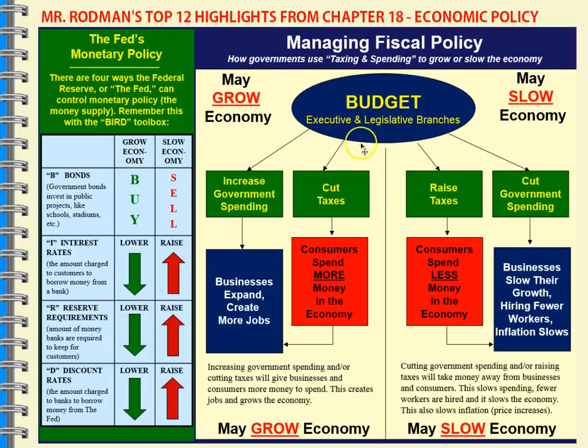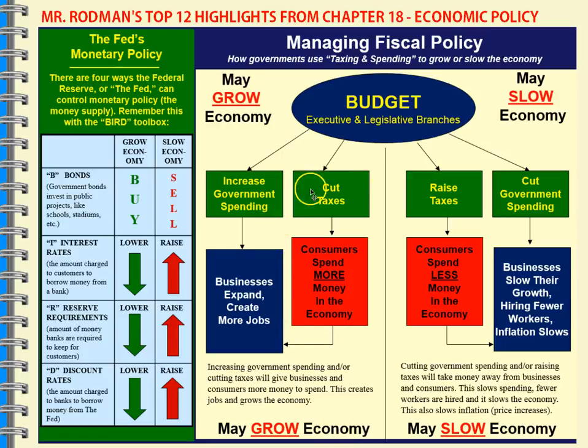We talked about fiscal policy. Let's take a closer look at how we grow the economy, looking at the center section here. We're going to increase government spending and cut taxes. By increasing government spending, businesses expand, and we create more jobs. This is going to help grow the economy. Likewise, if we cut taxes, consumers are going to spend more money in the economy. This is also going to help grow the economy.